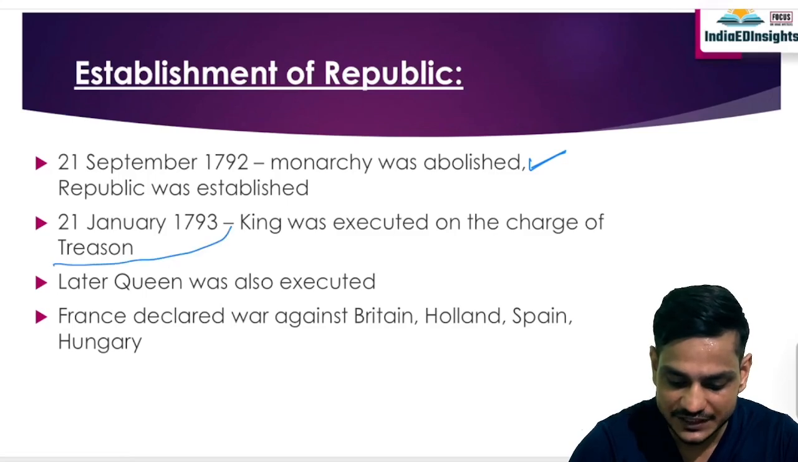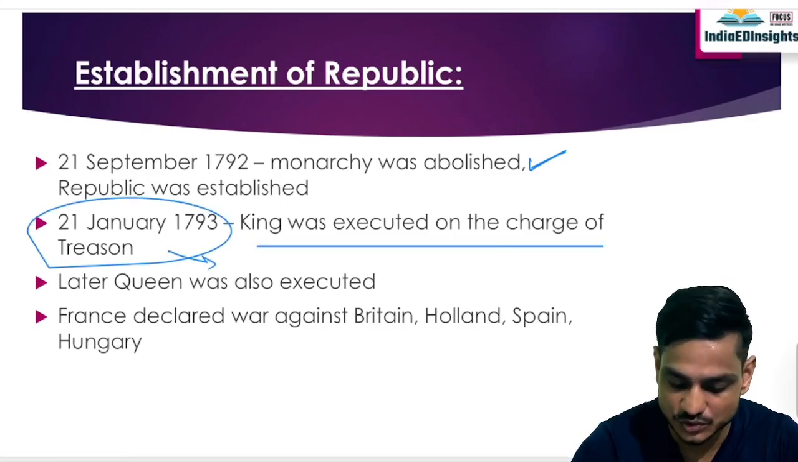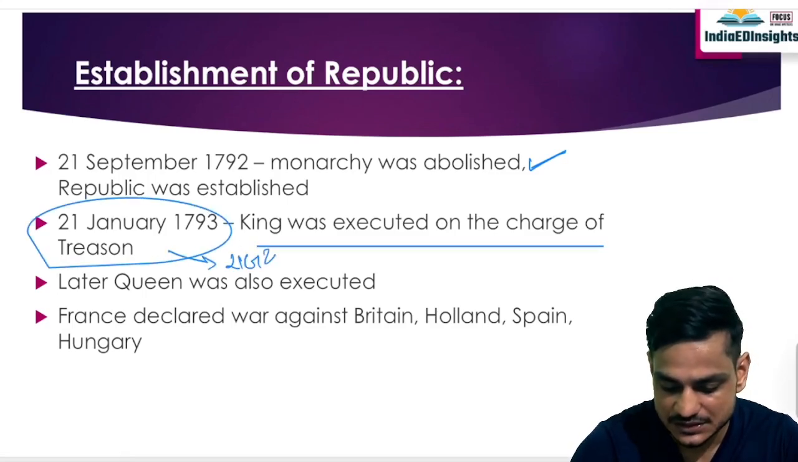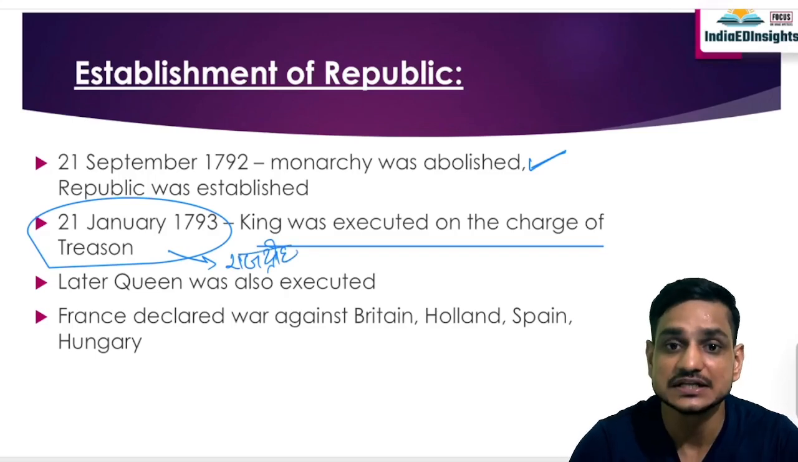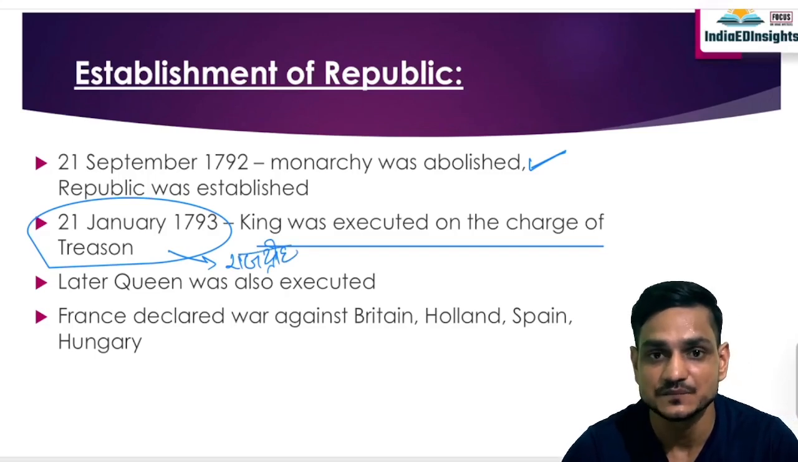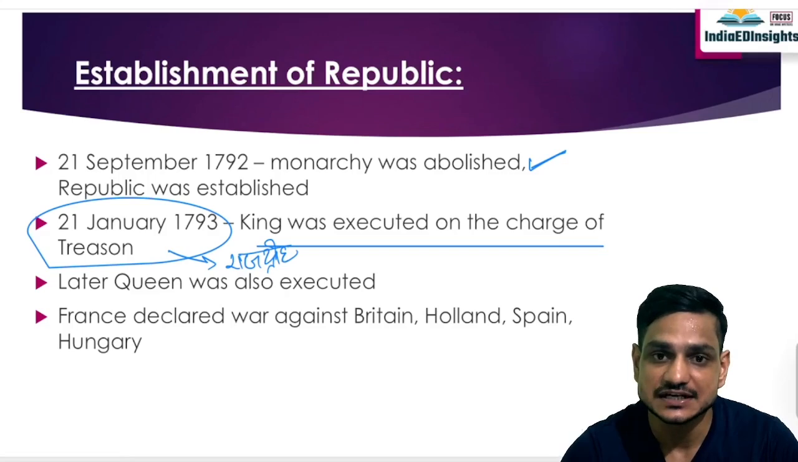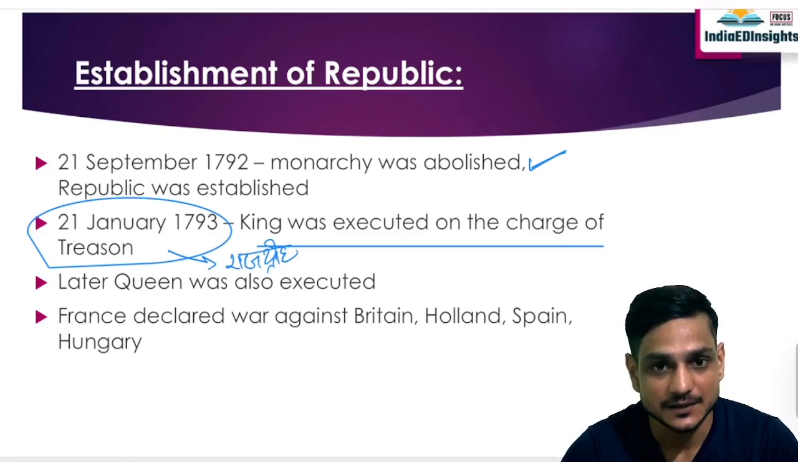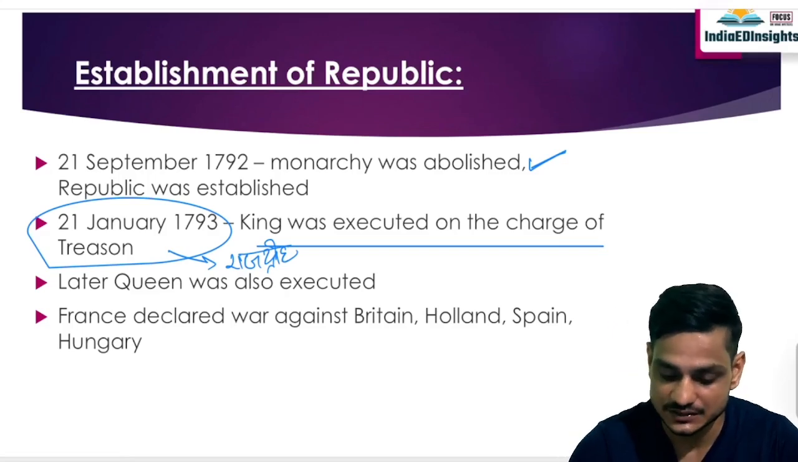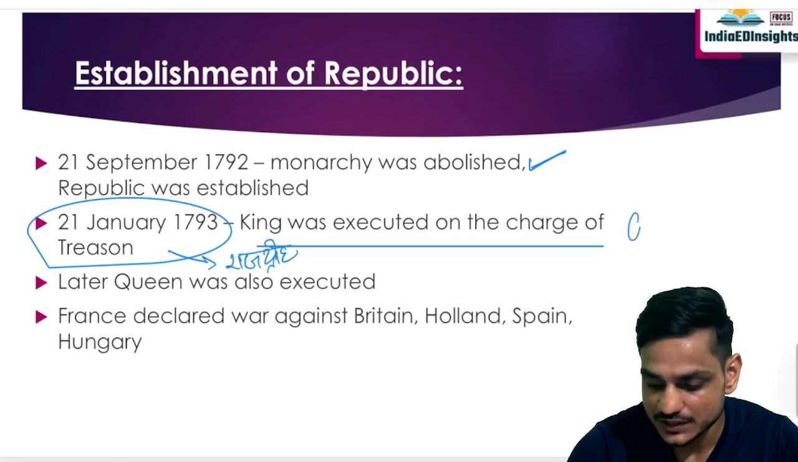21st January 1793. Treason means राजद्रोह, गद्दारी, देश के साथ धोखा. So the king was executed on the charge of treason. The Jacobins said that the king was in talks with Austria and Prussia to launch a war against France. So that's why they said it was the king's crime and they executed the king. They guillotined the king.